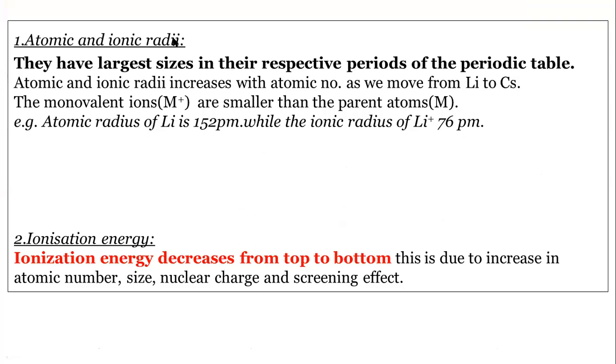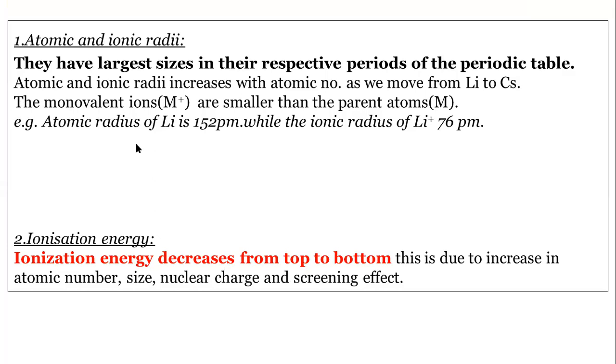Then next part is atomic and ionic radii. Already we discussed these atomic and ionic radii in the entire periodic table. They have the largest size in their respective periods. Remember, they are having the largest size in their respective periods of the periodic table. Atomic and ionic radii increase with atomic number. As we move from lithium to cesium, the electron enters a new shell, so atomic size increases.